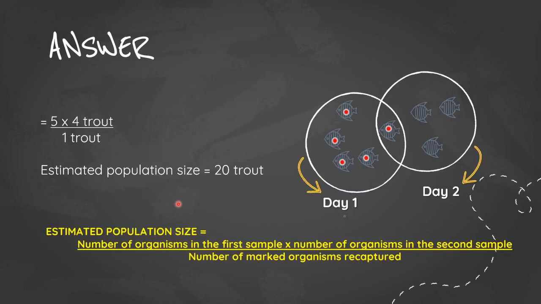So, we said already that the estimated population size is the number of organisms in the first sample, which from the question we knew was 5, times the number of organisms in the second sample, which we knew was 4. However, they said that one of the organisms was already marked. So, to calculate the estimated population size, it would be 5 times 4 divided by the 1 trout that was recaptured. So the estimated population size is equal to 20 trout.